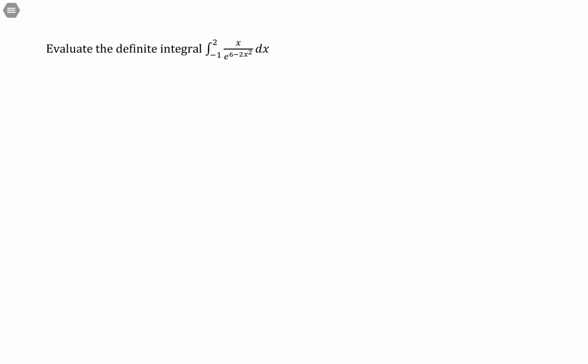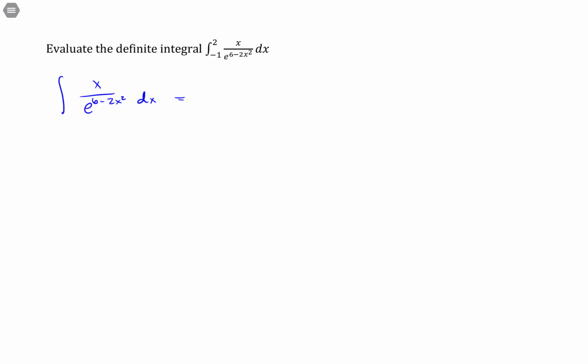Evaluate the definite integral from -1 to 2 of x over e to the 6 minus 2x squared dx. So in order to do this, the first thing I need to do is work out the indefinite integral first, and then I'll take care of the definite part. So starting with the indefinite integral, we'll just call this x over e to the 6 minus 2x squared dx.